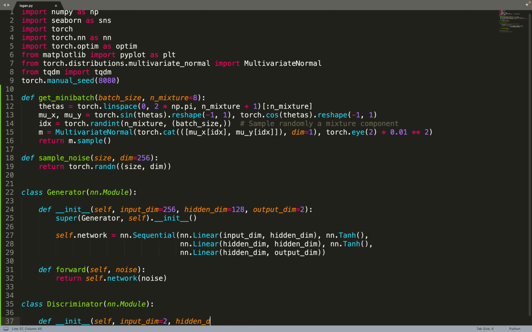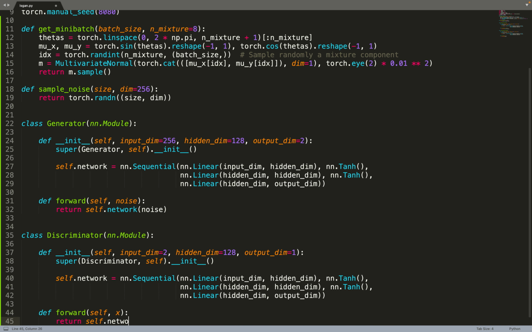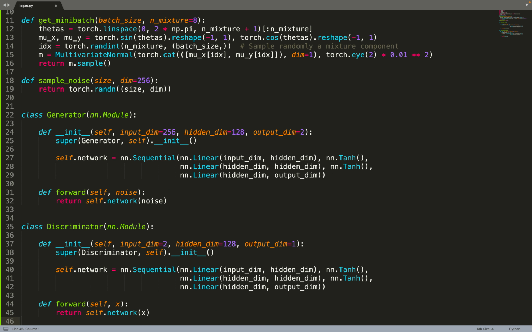Then we can move on to the discriminator. This is the opposite of the generator. Its input dim is only 2, so it is the data dimension. Again, we'll use a hidden dimension of 128, and you can see that therefore the architecture is very similar to the generator, but with the input dimension and the output dimension that change. The output dimension is 1. It's just the score that the discriminator gives for a given input, so it's just a scalar value.